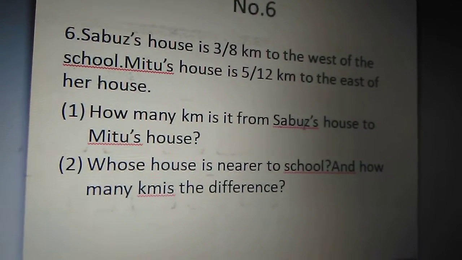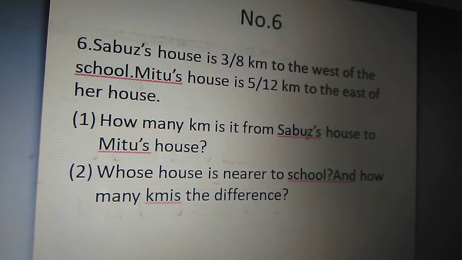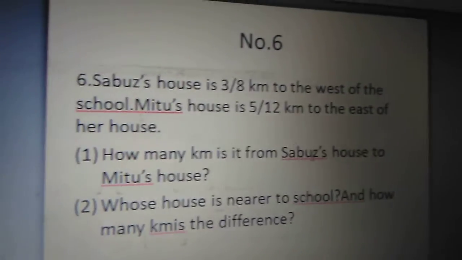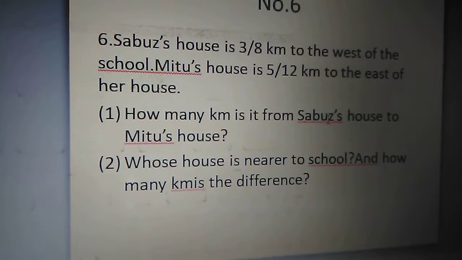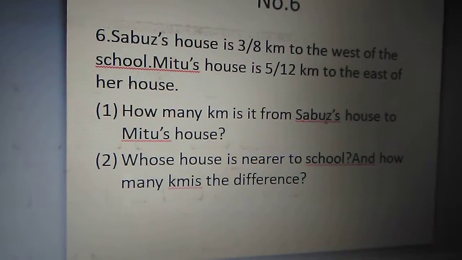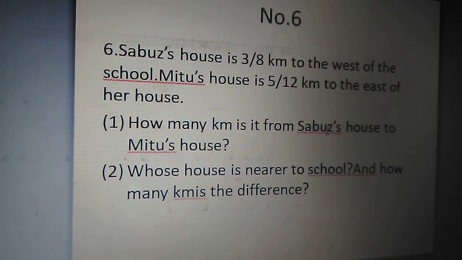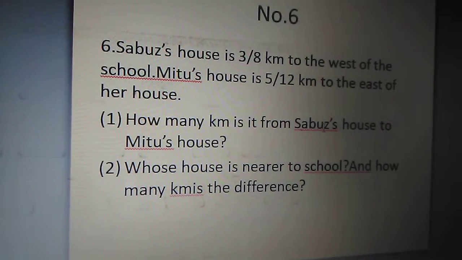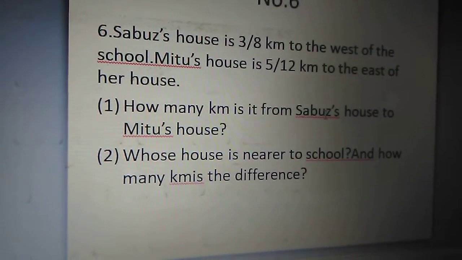There are two rules of comparison. One is, if the denominators are the same, the fraction whose numerator is bigger is bigger and whose numerator is smaller is smaller. In that way, you can compare. The distance which is smaller, that is nearer, and the distance which is greater, this is far away.